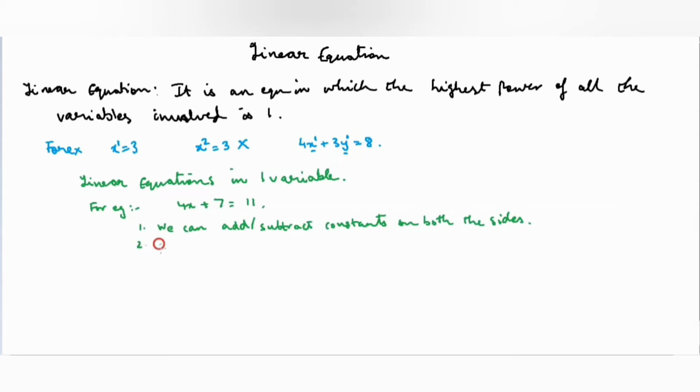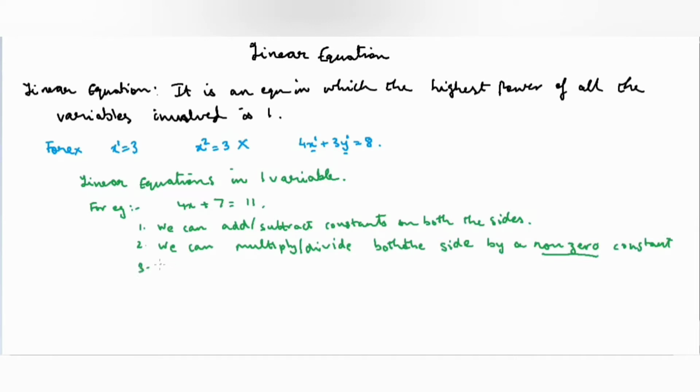Second is, we can multiply or divide both the sides by a non-zero constant. The word non-zero here is very important because it means that we cannot multiply both the sides by 0 or divide both the sides by 0.